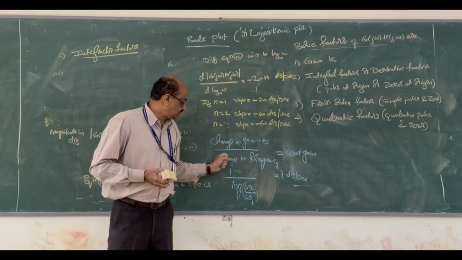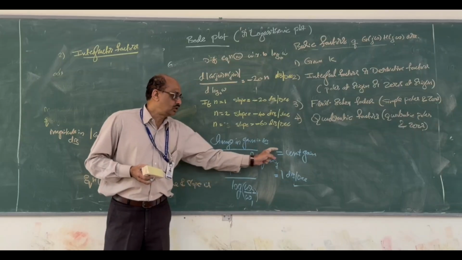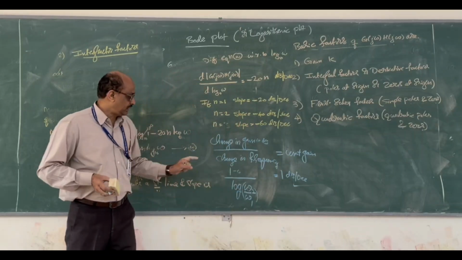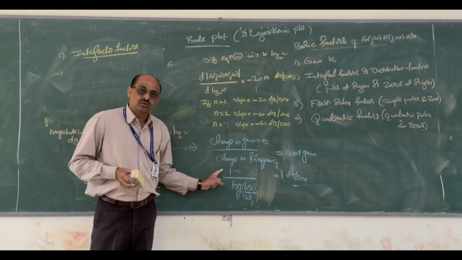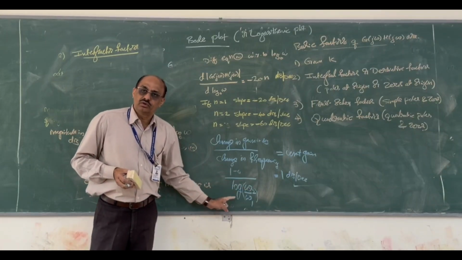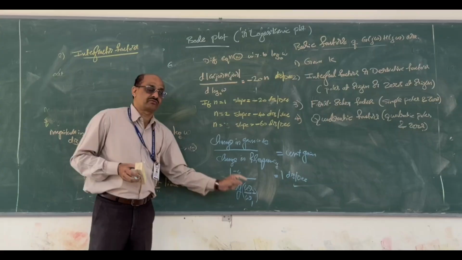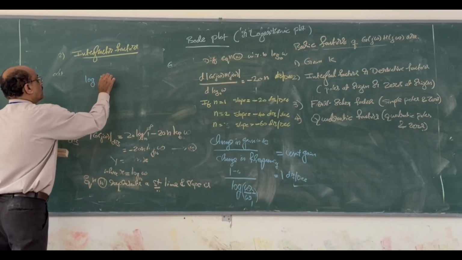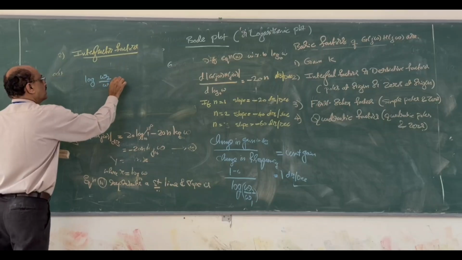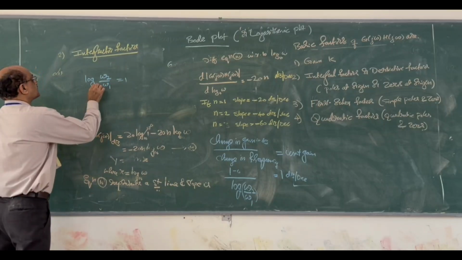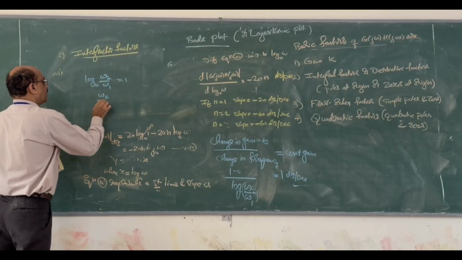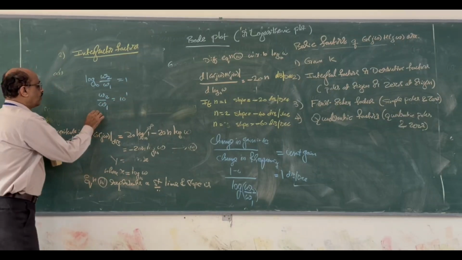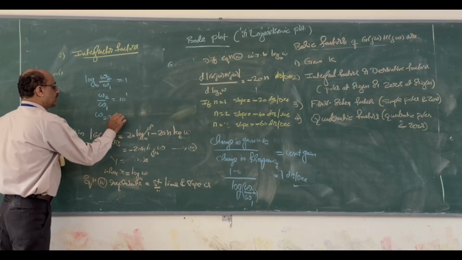So slope is change in gain by change in frequency, equal to unit gain, which is 1 dB per decade. Which means change in gain is 1 with respect to change in frequency. So log omega 2 by omega 1 equals 1, or omega 2 by omega 1 equals 10 power 1, or omega 2 is equal to 10 omega 1.